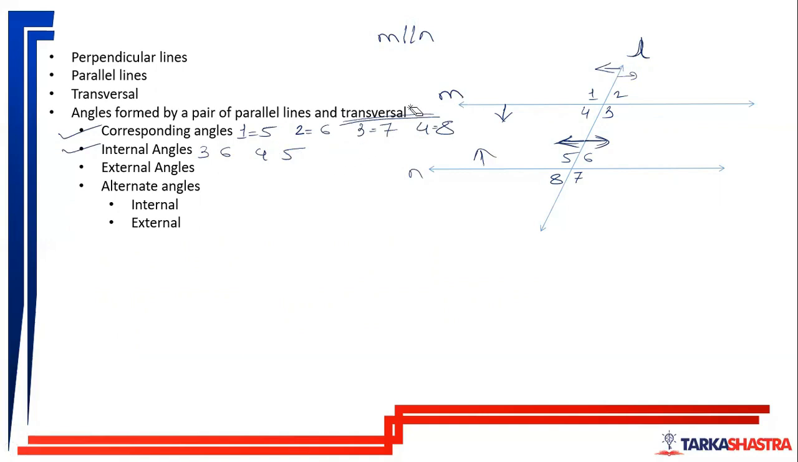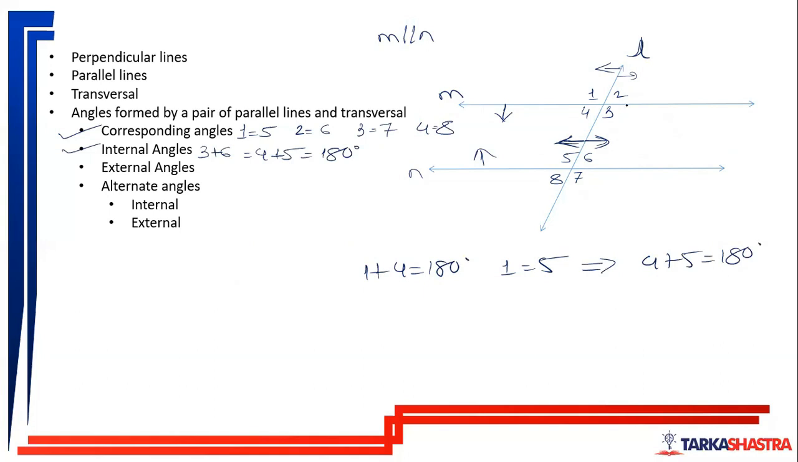And always remember that a pair of internal angles is supplementary. 3 plus 6 is equals to 4 plus 5, which is equals to 180 degree. कैसे? देखो, 1 and 4 are corresponding angles, and 1 and 4 are collinear angles. Therefore 1 plus 4 equal to 180 degree, and 1 and 5 are corresponding angles. Therefore 1 equal to 5. So 1 plus 4 is equal to 180 degree, and 1 equal to 5, तो it also means that 4 plus 5 is also equal to 180 degrees.